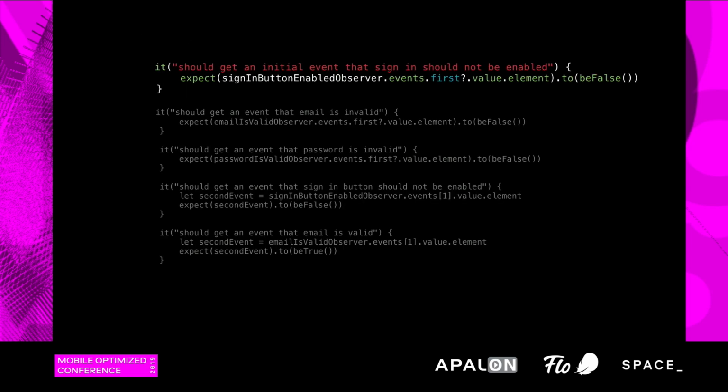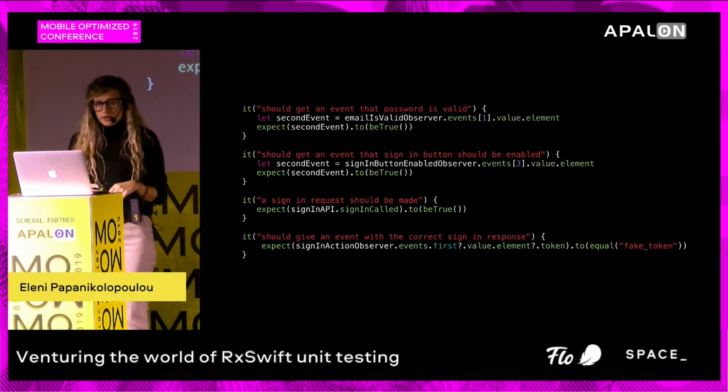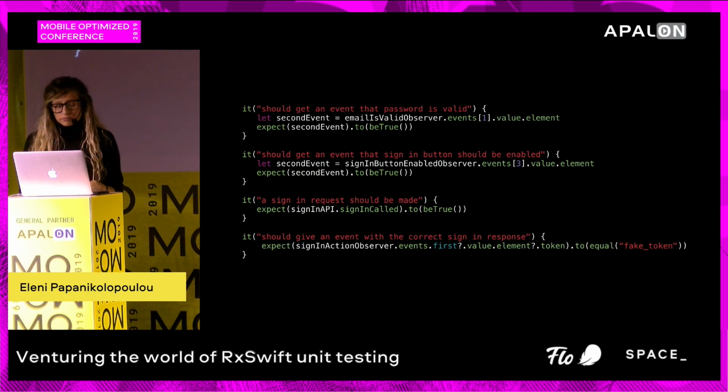So this is how an assertion looks by using the observer. We take the events property from the observer and validate the value of the event emitted. And these are the rest of the assertions. And the rest of them.